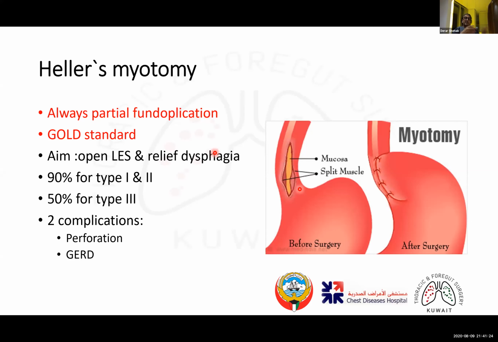So far, or till now, the gold standard treatment of achalasia is actually Heller's myotomy. Heller's myotomy is always associated with, or you should include, a partial fundoplication. The reason is when you do a Heller's myotomy, you're basically breaching the defensive mechanism around the esophagus. So most of those patients will come with reflux disorders. The aim of Heller's myotomy is to open up the muscles and the lower esophageal sphincter to relieve dysphagia. And the most common complications are perforation and GERD.